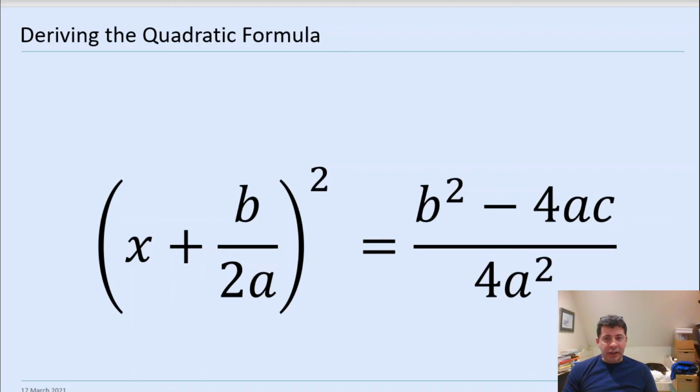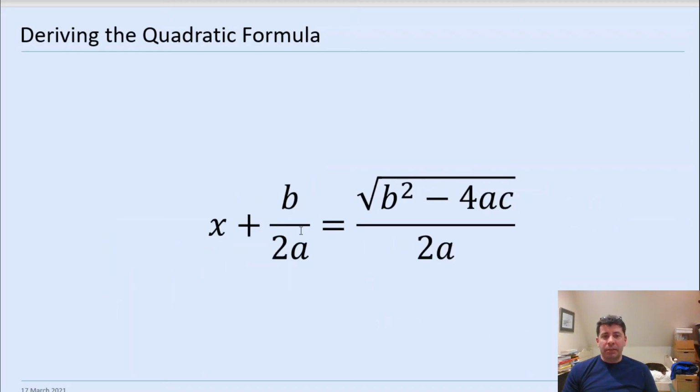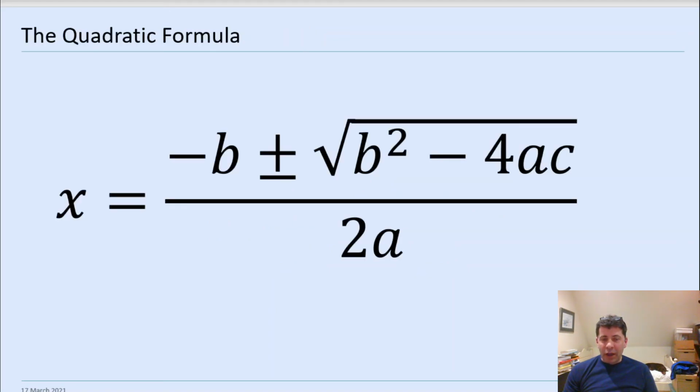Next, and maybe you can see now we're getting close to the answer, we square root both sides, so x plus b over 2a equals the square root of b squared minus 4ac all over 2a. We subtract b over 2a from both sides, which gives us minus b over 2a plus or minus the square root of b squared minus 4ac all over 2a. That is the correct quadratic formula.